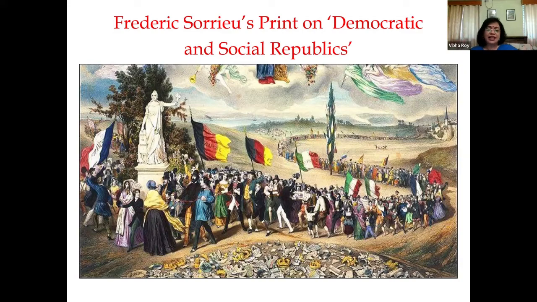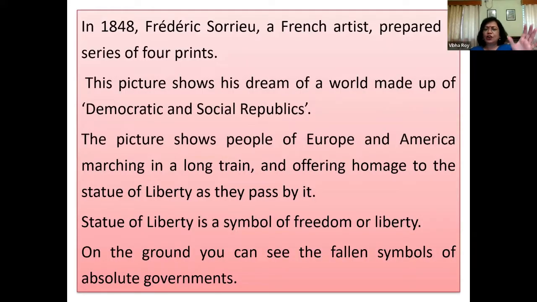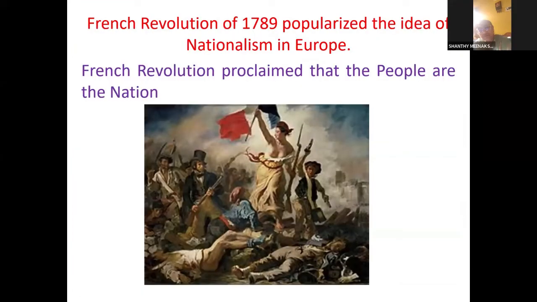So this was his image. This is a painting we should first explain to the children to get an idea about nationalism. What is the idea of nationalism in Europe? Now, first we start with the French Revolution.